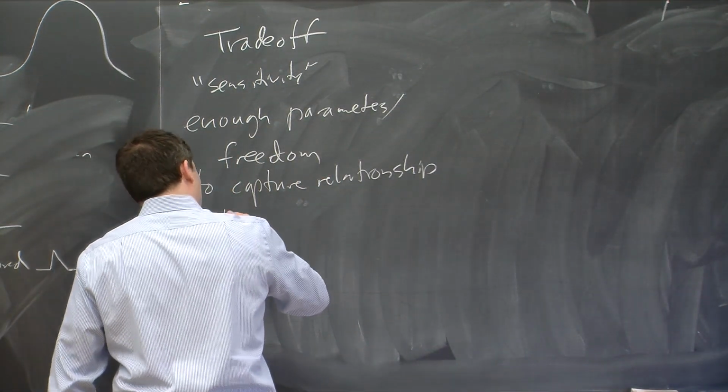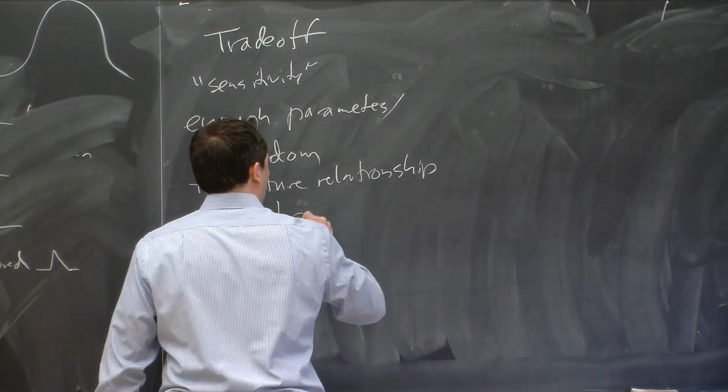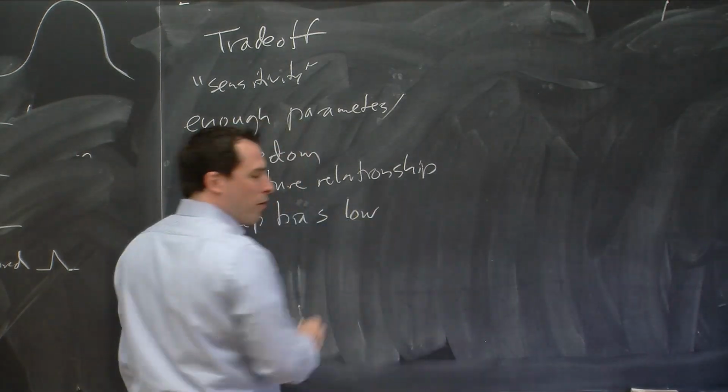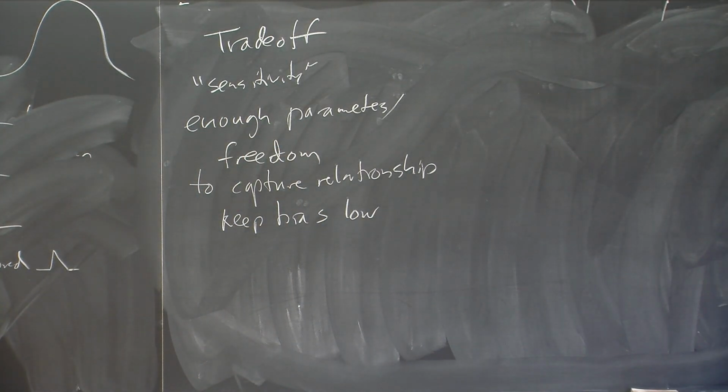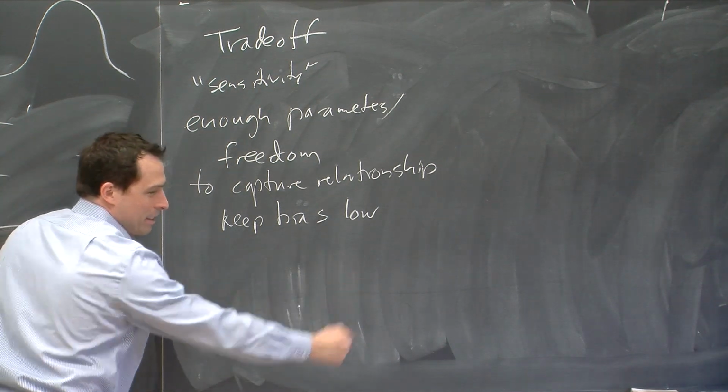And to keep the bias low. If I have too few parameters, my result is going to be very biased. Like if I had no parameters, I always choose a uniform distribution. My guess is very low, very biased, right? It doesn't take into account the data at all.